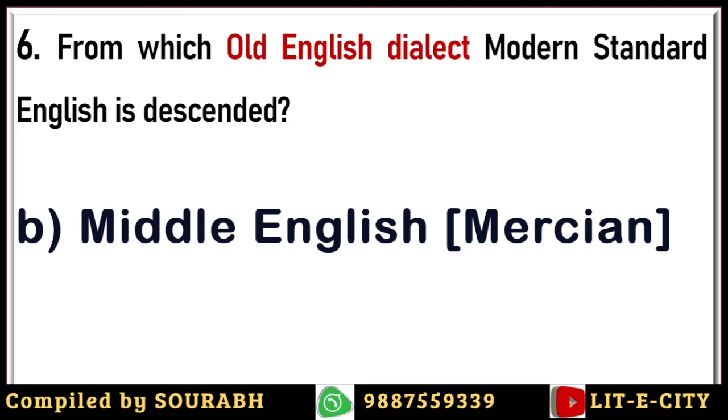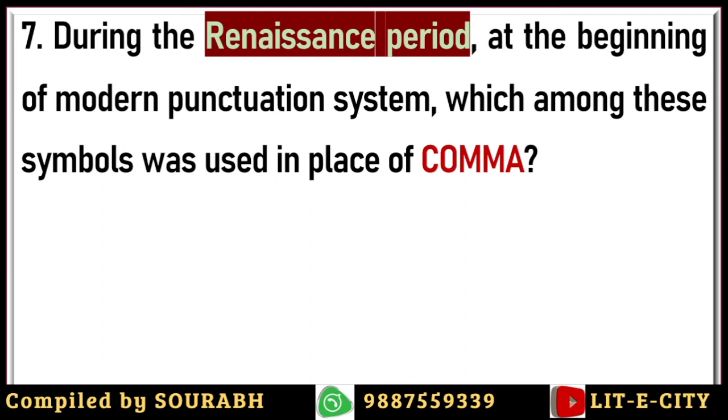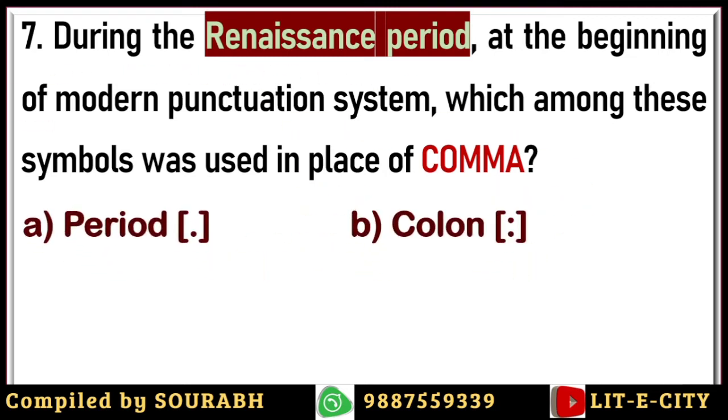That is why this dialect gained prominence, and later modern standard English is basically now based on this particular dialect. During the Renaissance period, at the beginning of the modern punctuation system, which among these symbols was used in place of the comma? The comma was introduced in the English punctuation system a bit later, and before that this particular symbol was used.